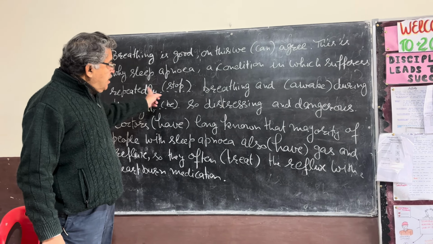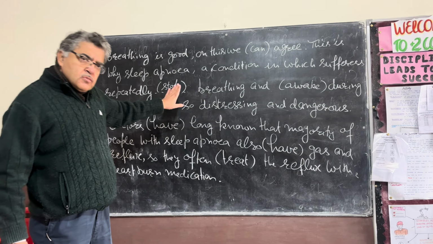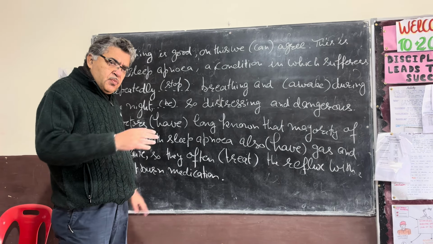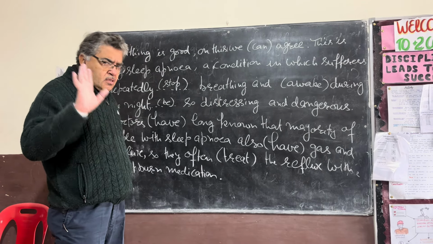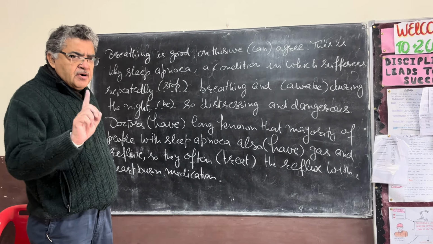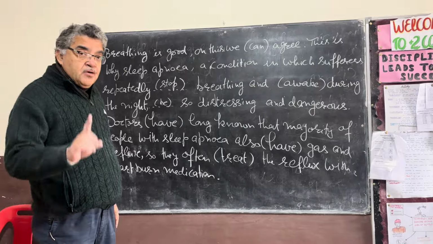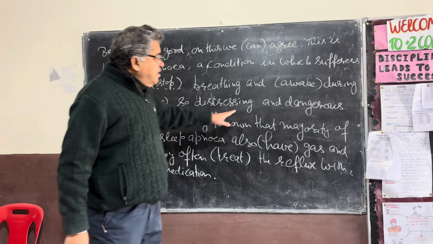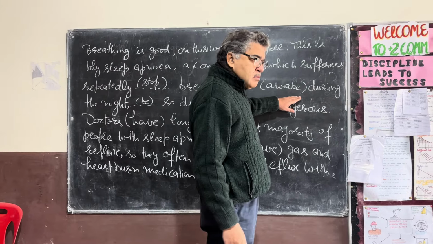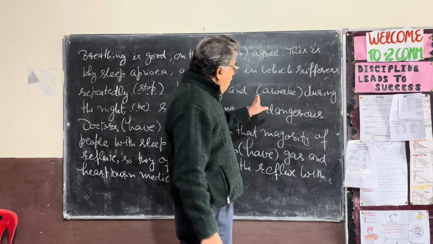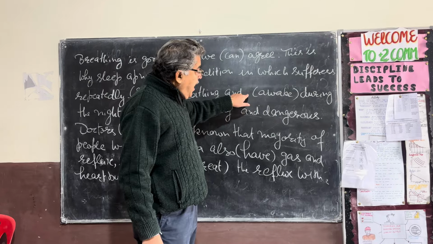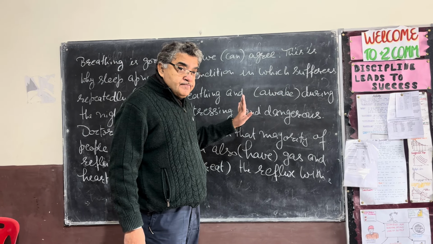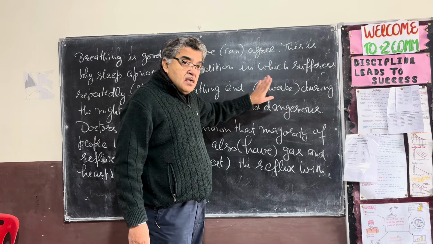They repeatedly stop breathing. So the first form is there in the bracket, and when we remove the bracket, we have to use the same first form. We will not write stopped breathing. We will write only stop breathing, first form. And awake. Instead of awake, we will write and are awake. Are awake.